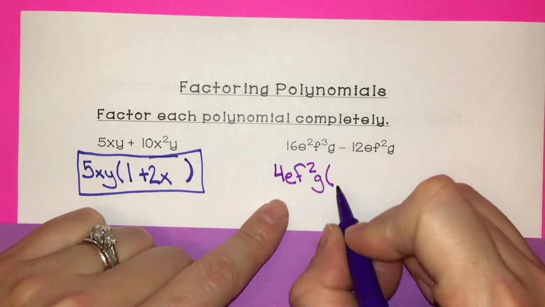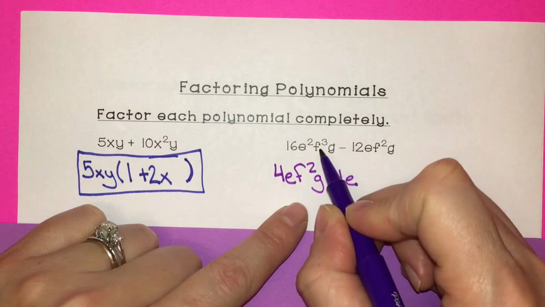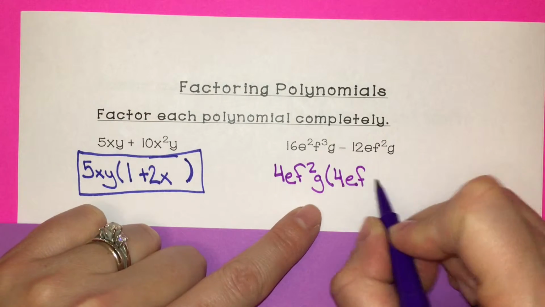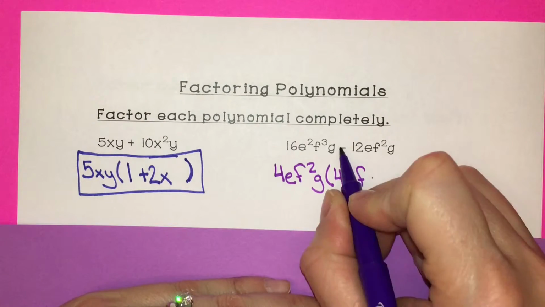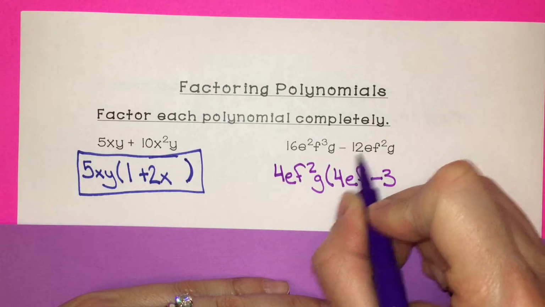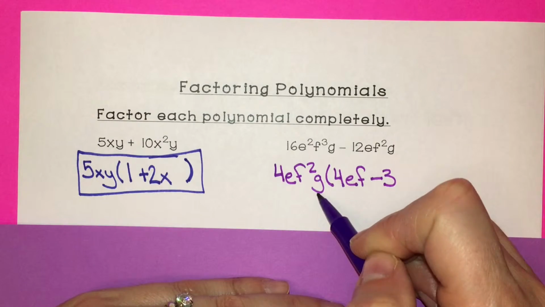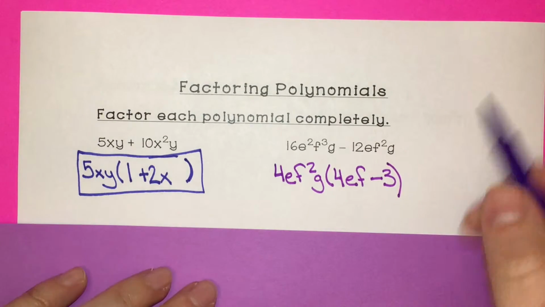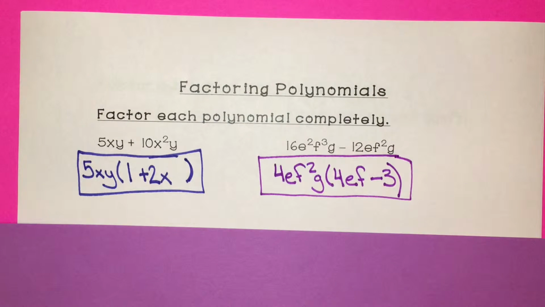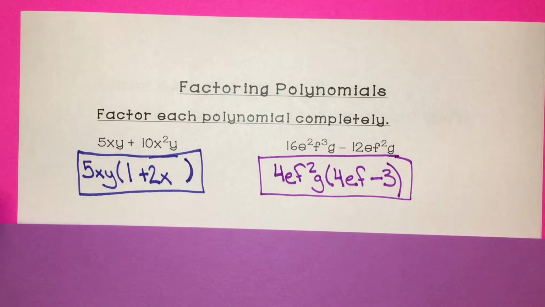So 16 divided by 4 leaves me with 4. E squared divided by e is e. F cubed divided by f squared is f. And g divided by g is 1, so my g's go away. Bring down that minus. 12 divided by 4 is 3. E divided by e is 1. F squared divided by f squared is 1, and g divided by g is 1. So this is my polynomial factored, as simple as it can get, because I can't factor anything else out to simplify it.